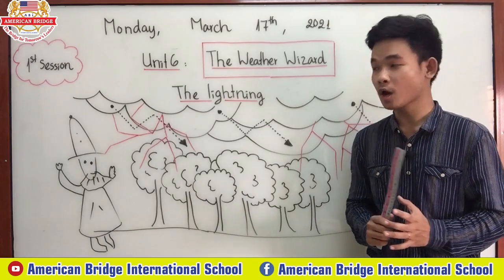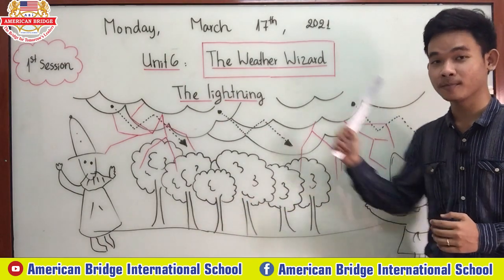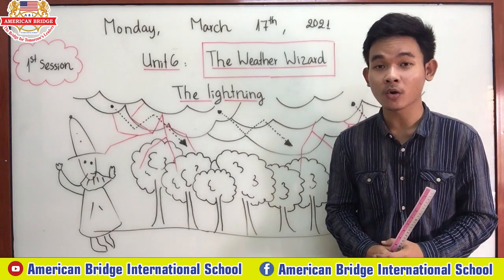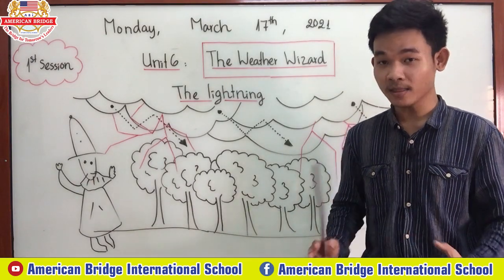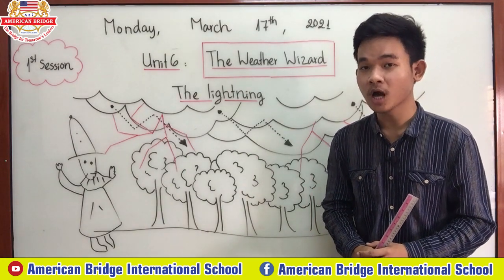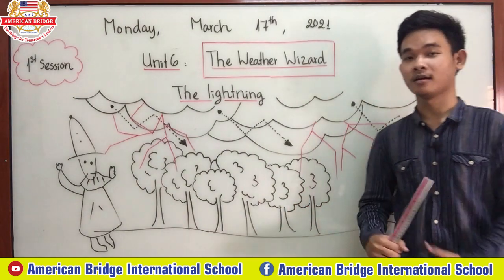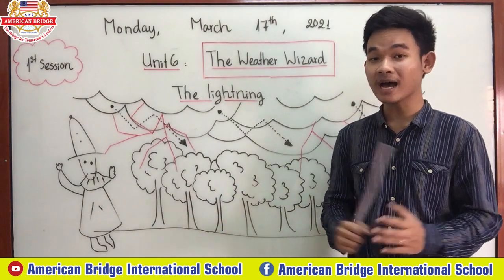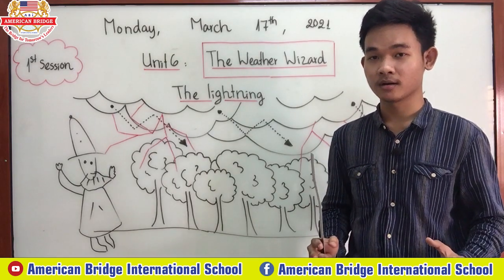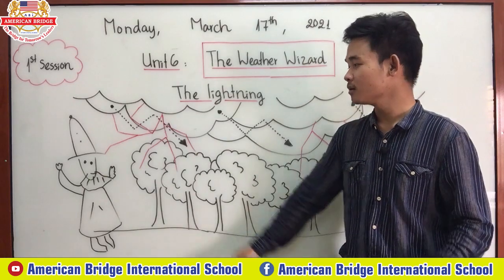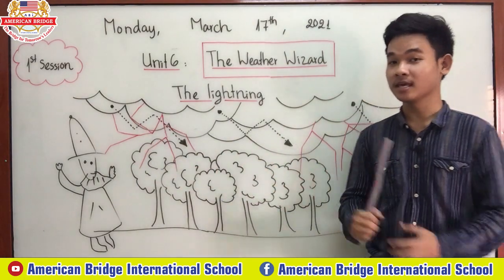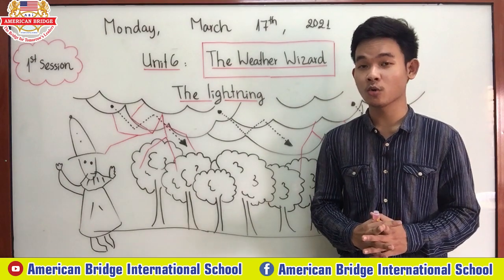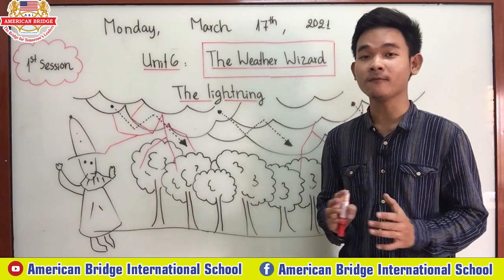Okay, everyone, so on this page, what happened over here? All right, so Weather Wizard and Monty have to go outside in order to change the weather. But they need to be careful of lightning over here. All right, one more time. Weather Wizard and Monty have to go outside in order to change the weather. But they have to be careful about the lightning, all right? Be careful about the lightning so it won't hit you, okay? All right. Okay, everyone, so now we have to be careful of lightning, okay?